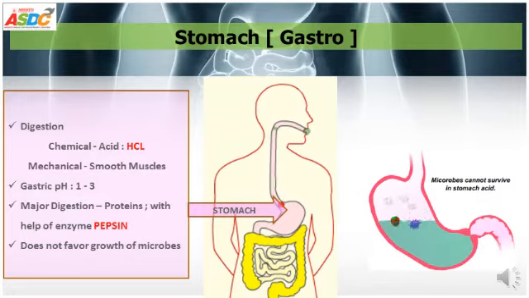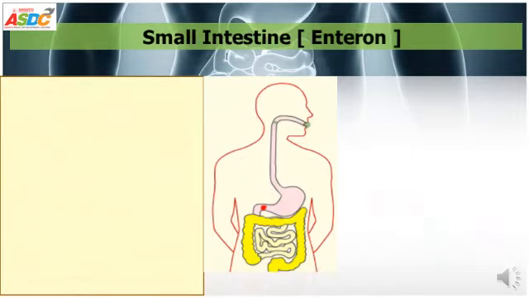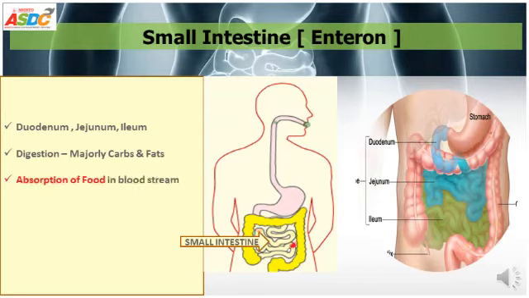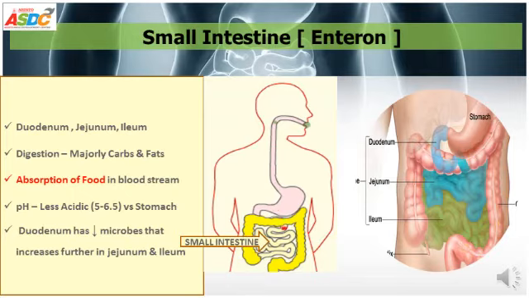The digested food particle from the stomach now goes into the small intestine, which is called enteron. The small intestine is divided into duodenum, jejunum, and ileum. Small intestine supports the further digestion of carbohydrates and fats. Fats are digested with the help of bile, which is made by the liver. The digested food is absorbed into the blood, from where it enters into the cells of the body to make energy. The small intestine is less acidic than the stomach and favors the growth of microorganisms.